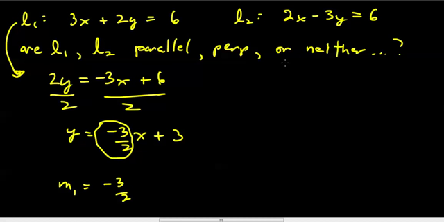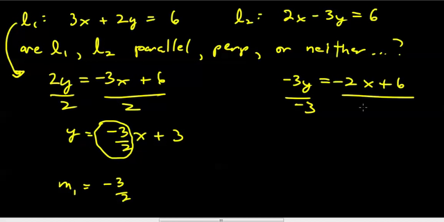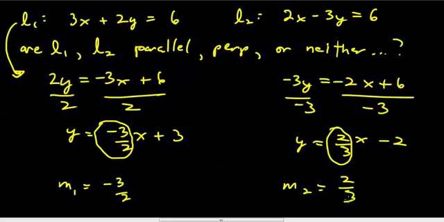How about line 2 now? Again, I'll solve for y, subtract 2x from both sides. Divide all terms on both sides by negative 3. And I get y equals positive 2/3 x minus 2. And the slope of this line is positive 2/3. So m sub 2 equals 2/3.